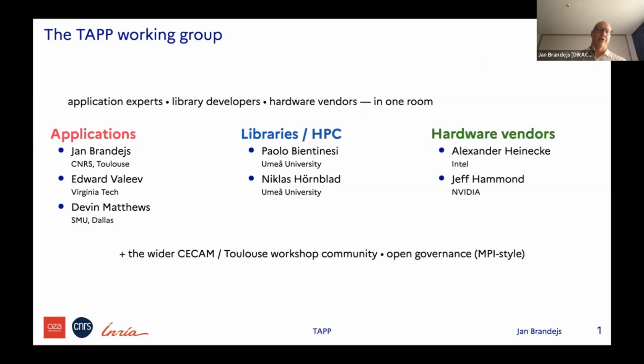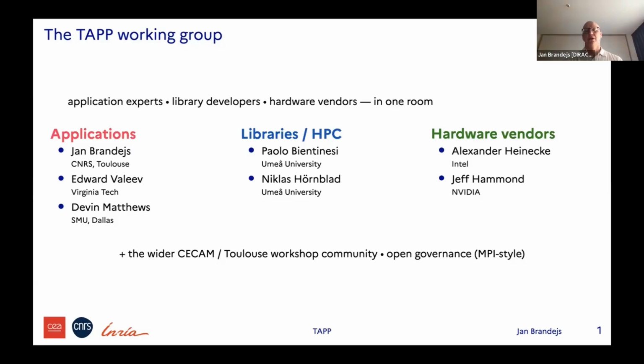contribution. So that's Edward Valeev from Virginia Tech, who developed a well-known block sparse tensor contraction library called TiledArray. Then Devin Matthews, who developed his own tensor contraction library called TBLIS, and Paolo Bientinesi, a machine learning and HPC expert from Sweden, and his student Niklas, and then hardware vendors Alex Heinecke from Intel and Jeff Hammond from NVIDIA.